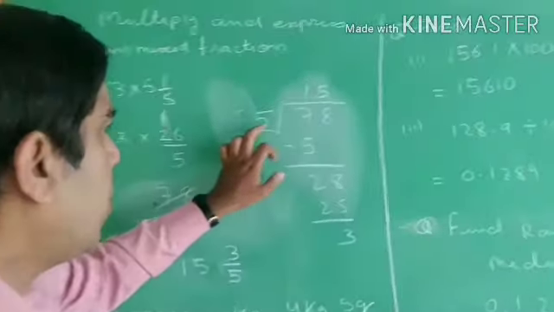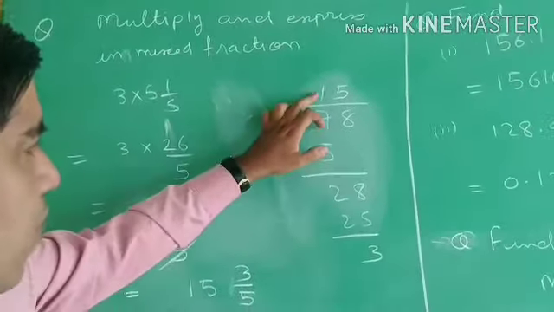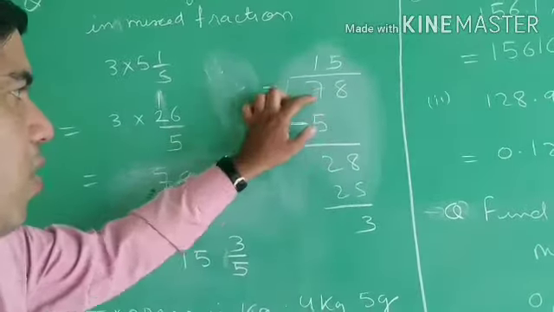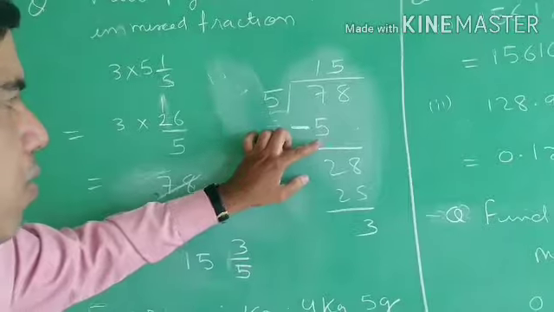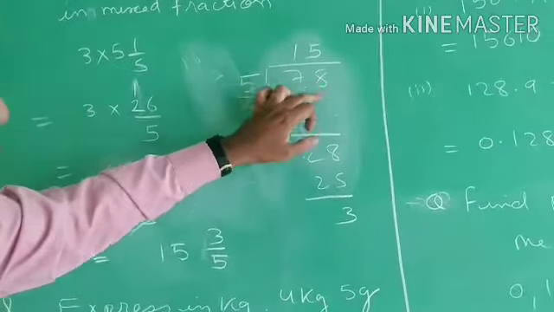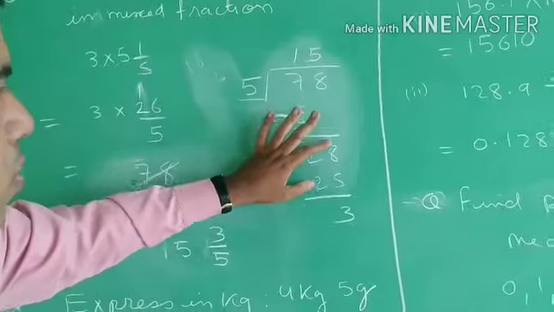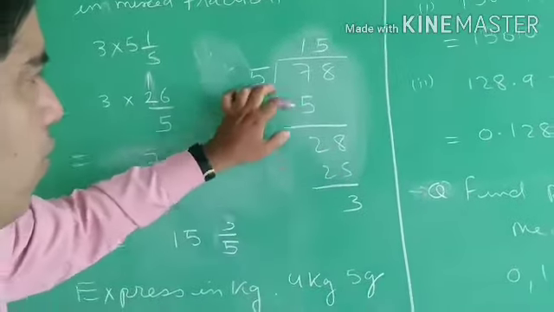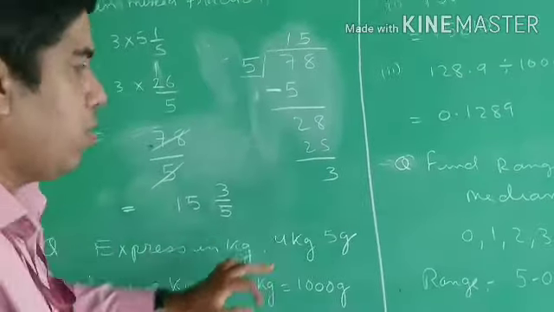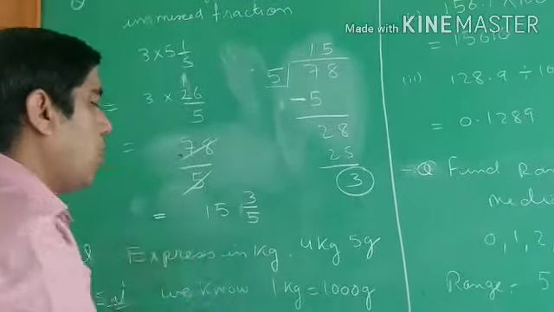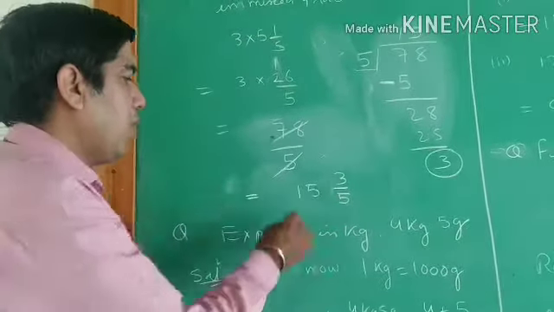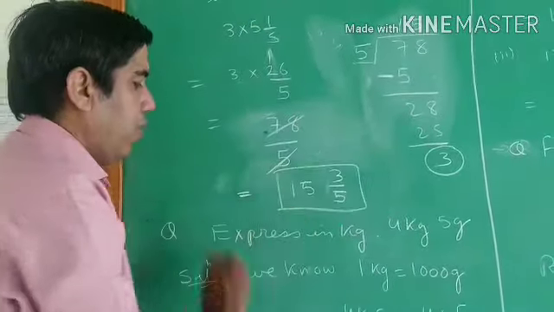So you can see here, first we take the first number, so it comes like this. The answer comes 2 here. Then the next number comes down, and you can see 25, and then 5 fives are 25. Now the remainder is how much here? 3. So when we convert into the mixed fraction, the answer is 15, 3 by 5. What is the answer? 15, 3 by 5.